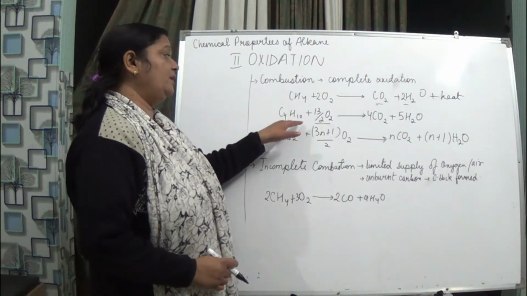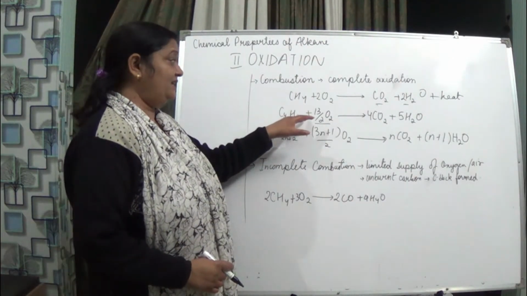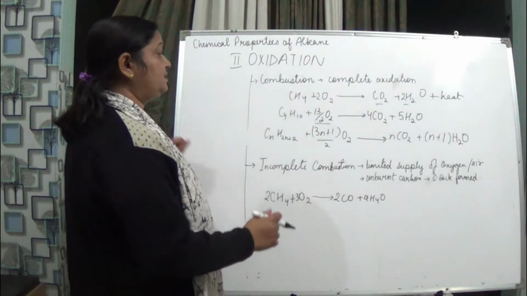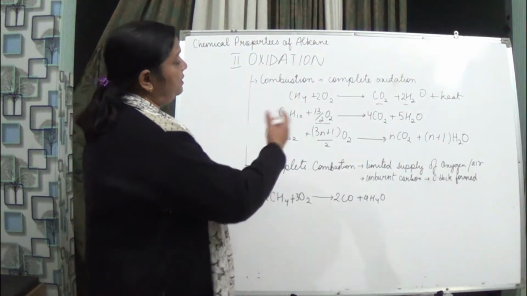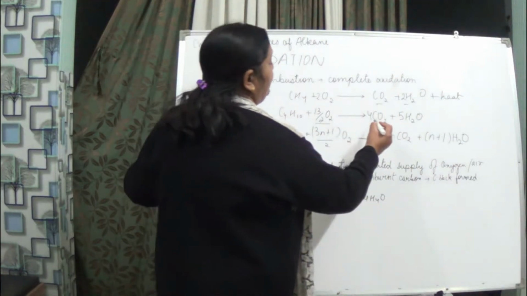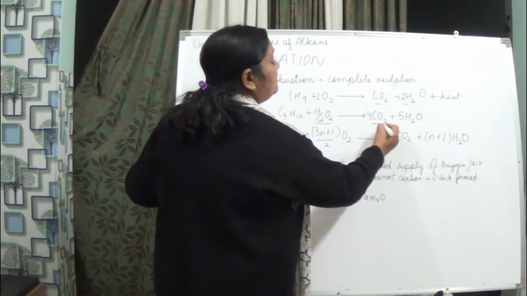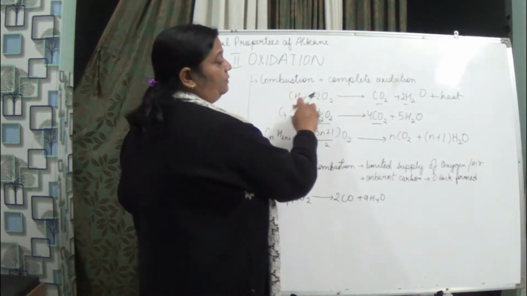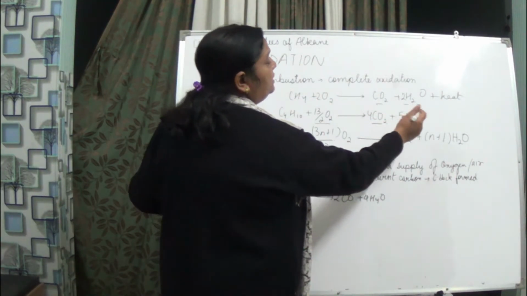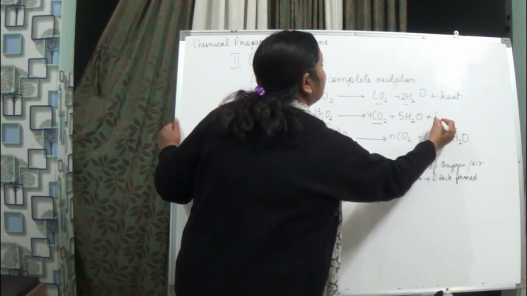And if we take butane and it is burned or heated with oxygen, that is 13/2, you can write 6.5 or 13/2, naturally you are getting carbon dioxide, which is in more amount than we have seen with methane, and yes, water is also released, and heat is released.